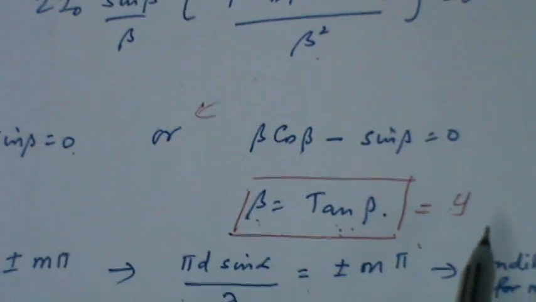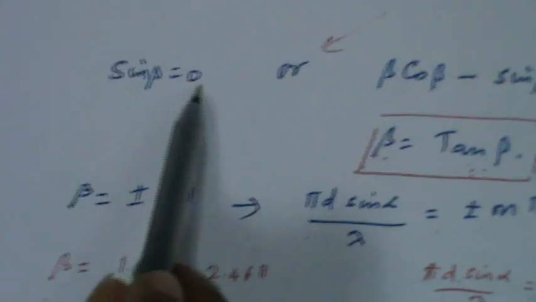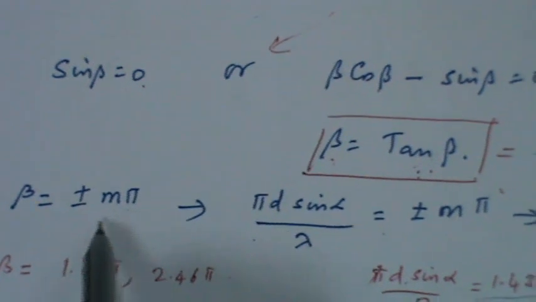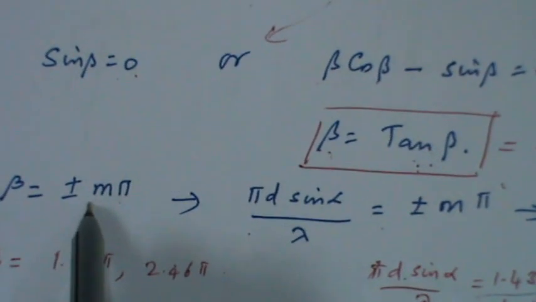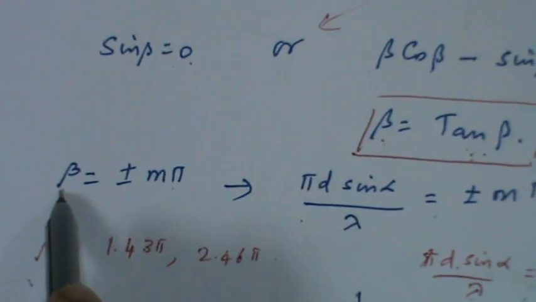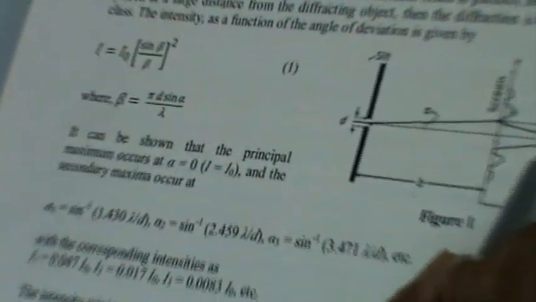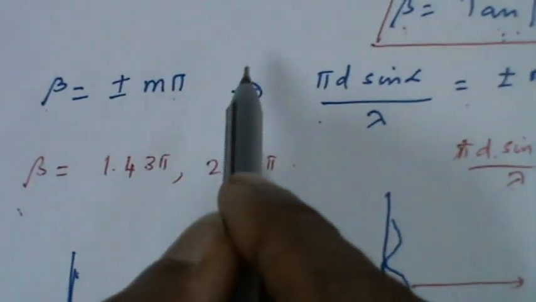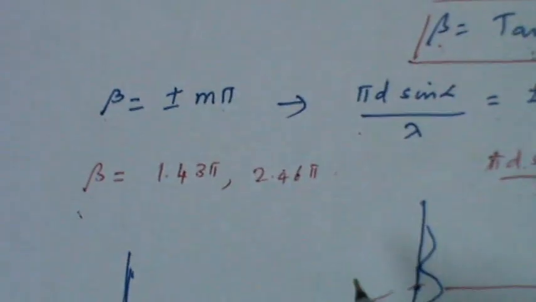So sine beta equal to 0 gives us beta equal to plus or minus m pi. m cannot be 0 because if we put m equal to 0, beta is 0. If beta is 0, alpha is 0, which means we are talking about the central maximum. Beta equal to plus or minus m pi is a condition for observing minimum on the screen.